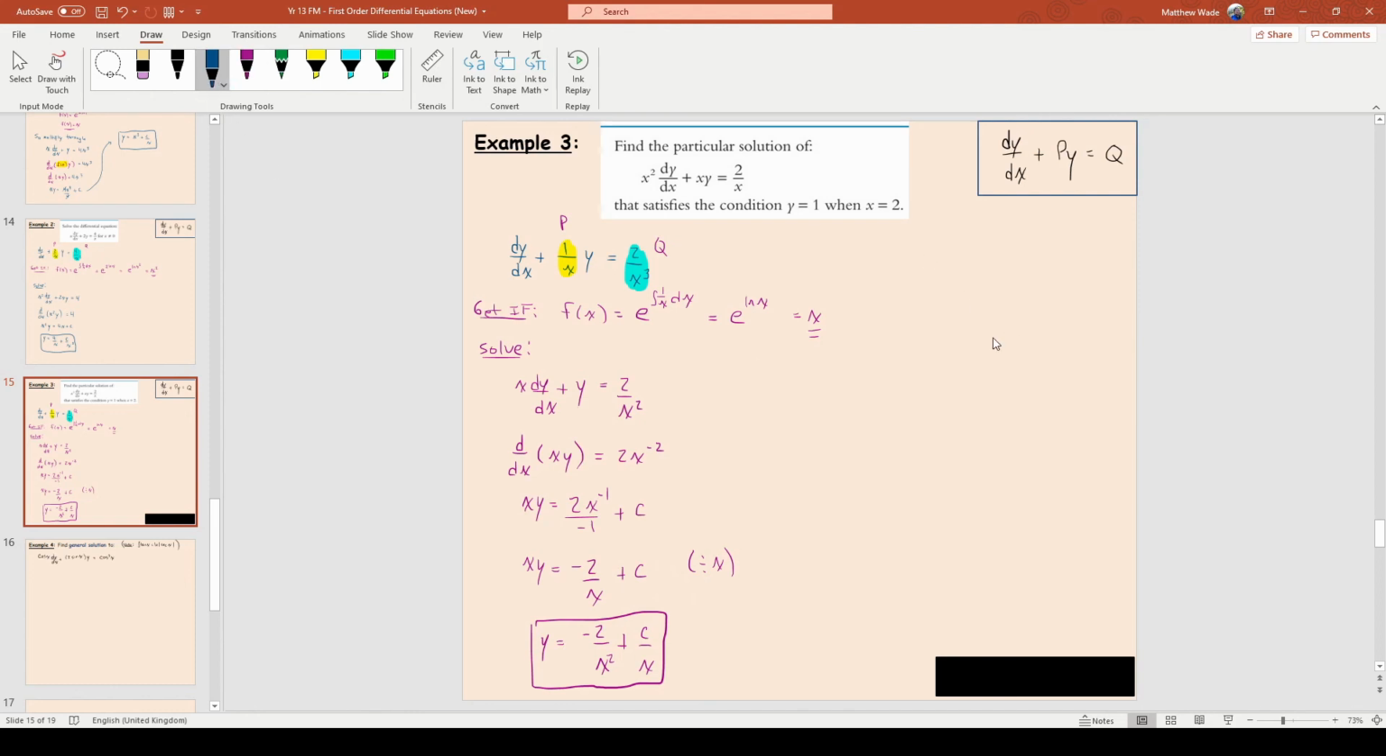Okay, so to get the particular solution, all we've got to do is figure out what the bits and bobs are. We know that when x is 2, y is 1, so here we go. 1 equals minus 2 over 2 squared plus c over 2. So 1 equals minus 1/2 plus c over 2. I'm going to double everything because I can't be bothered. So 2 equals minus 1 plus c. So c is 3. Hooray! And that means our particular solution is simply going to be y equals minus 2 over x squared plus 3 over x, like an absolute beast. We've crushed it. We're really good at this now.